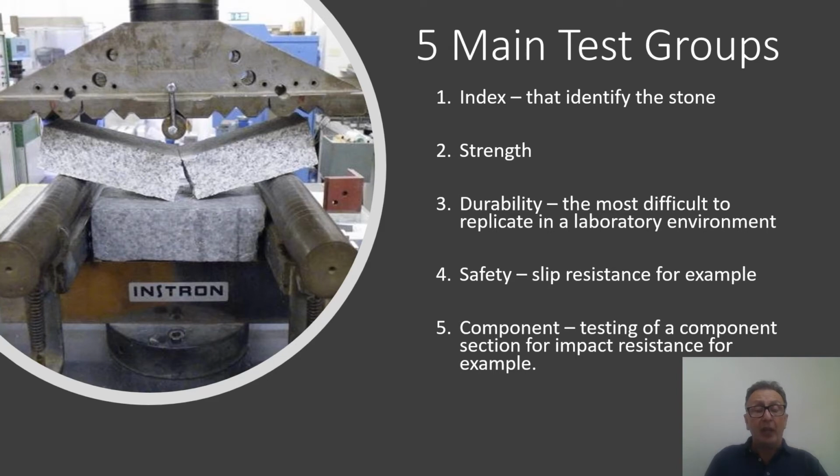The third grouping are durability tests. These are often accelerated tests that look to replicate methods by which the stone could deteriorate in a laboratory environment. The fourth group are safety tests, and that would include things like slip resistance. And finally, there's a fifth group, which are component tests, which are looking at testing that stone as part of a system to see whether or not it's going to be appropriate for use. And a good example for that would be impact resistance of a cladding system.